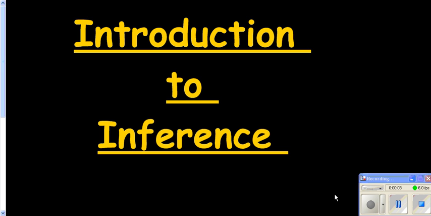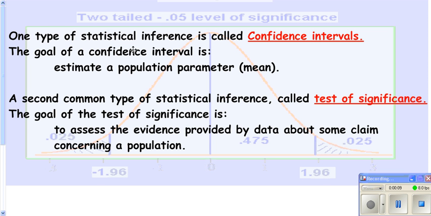We're going to start talking about the two main ideas of inference. One of the main ideas of inference is a confidence interval. The goal of your confidence interval is to give you an estimate on where your population parameter is. Typically, with what we're going to be looking at, that's going to be your population mean, which is your mu.